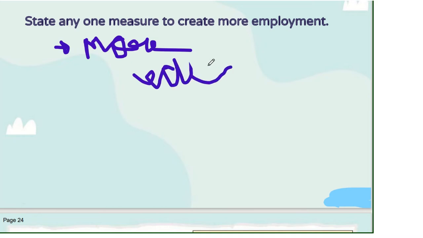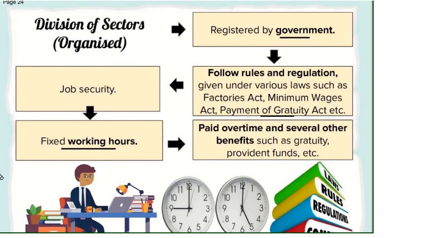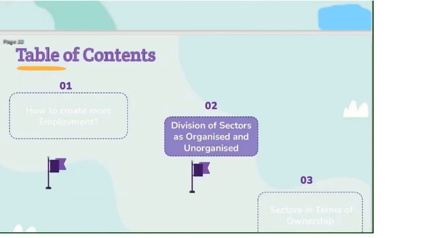More education, sustainable development, etc. Let's see now. Organized sectors are registered by the government. They offer job security and fixed working hours. Organized sectors have fixed working hours, job security, and rules and regulations. Overtime is paid, and gratuity and other benefits are given to them.